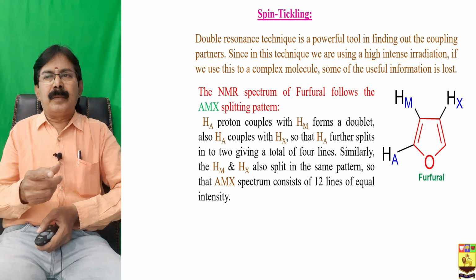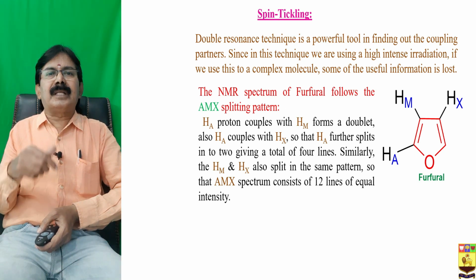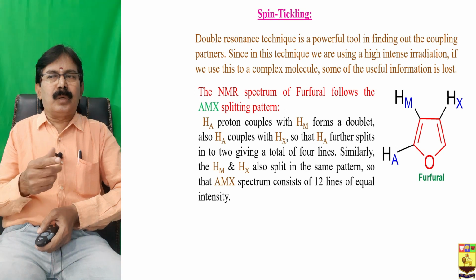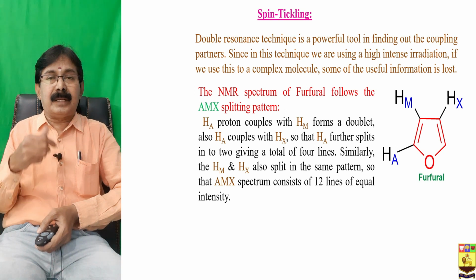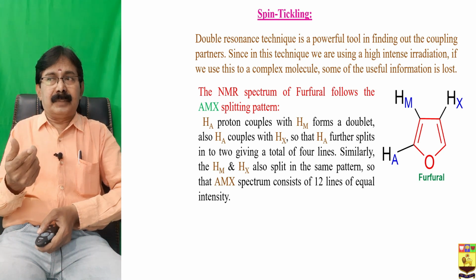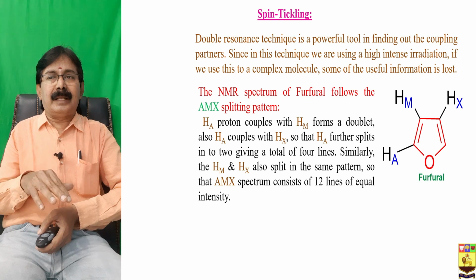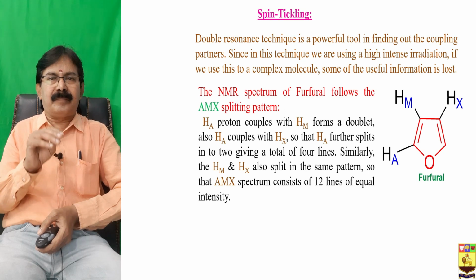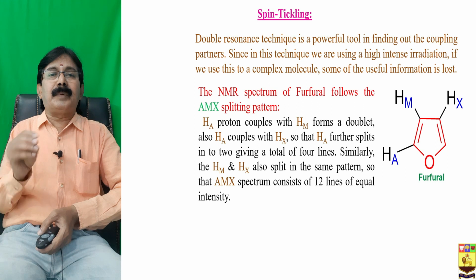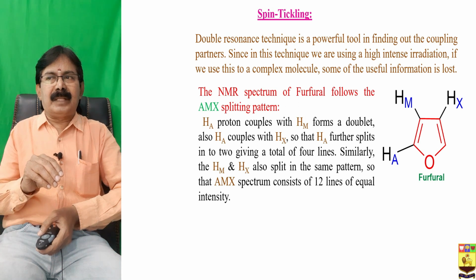Okay, this HA further splits into 2, coupling with HX giving another doublet. Once again, I repeat: the HA proton couples with the HM, forming a doublet, and is also coupled with the HX.